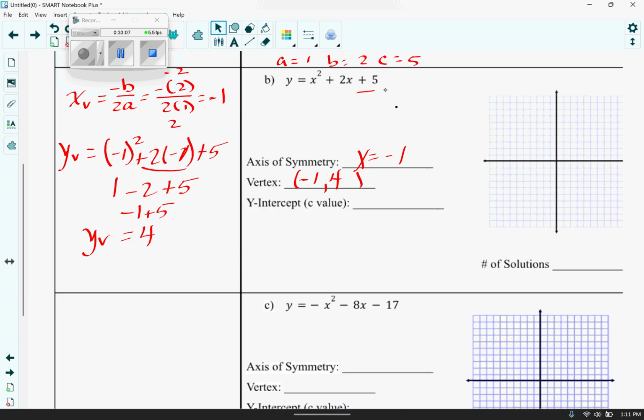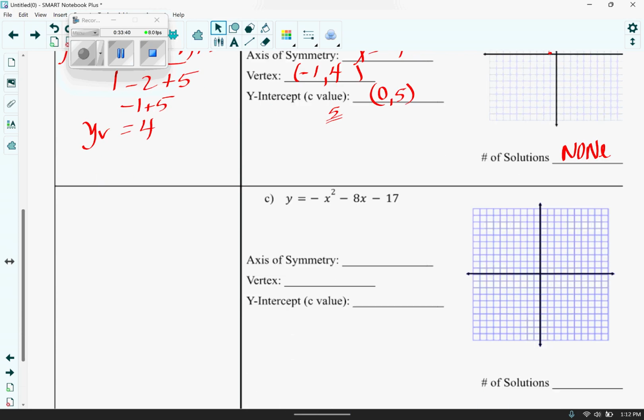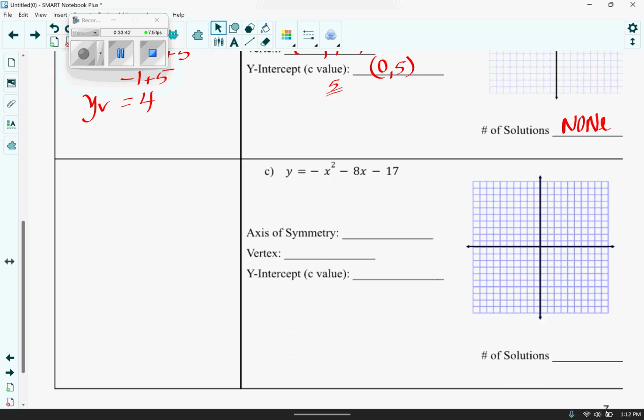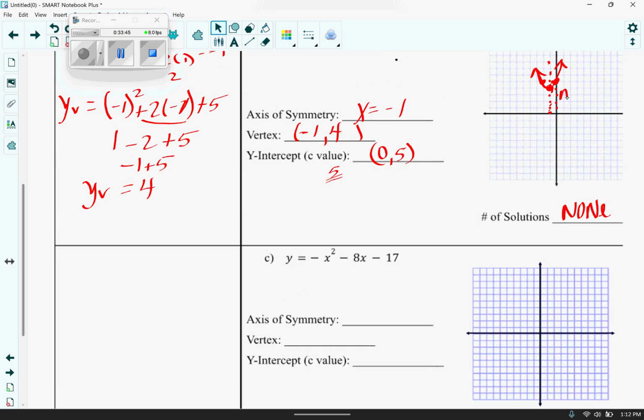My y-intercept is going to be 0, 5, the c value. Or if you just give me 5, I'll probably take it. All right, so add 0, 1, 2, 3, 4, 5. That would be my c. My vertex is at negative 1, 4. And so here's my line of symmetry. Knowing that, this is my other spot, or up 1, over 1, up 1, back 1. There are none. There are no solutions, no real solutions. This would be a minimum.